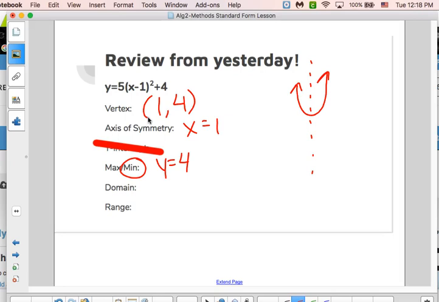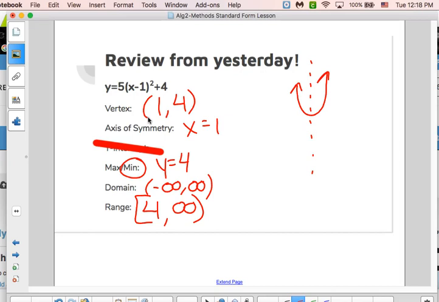The domain of all quadratics, how far to the left will this graph go? How far to the right? That's never going to change, so you don't need to worry about that. And then range-wise, where's the lowest point of this graph? 4. It has to go to the vertex. Can it equal 4? Yes. And then with those arrows, how high up will it go? And we can never equal infinity. So that's what we did yesterday.